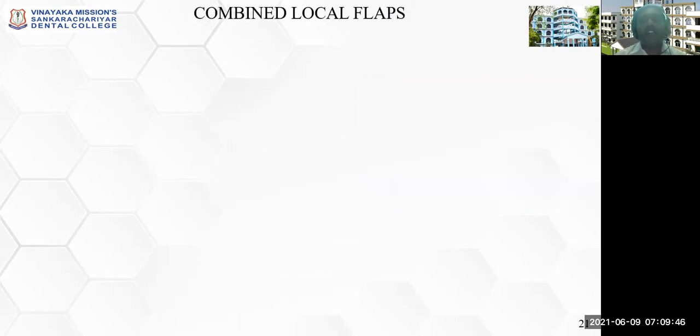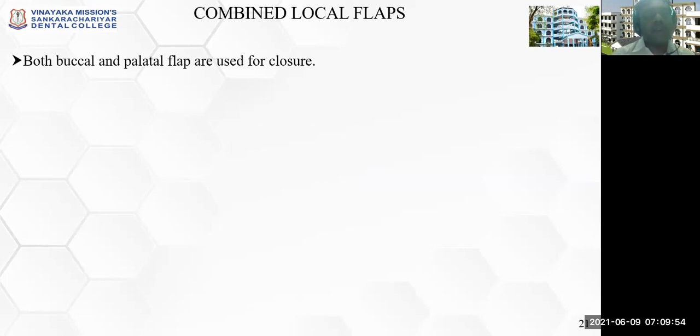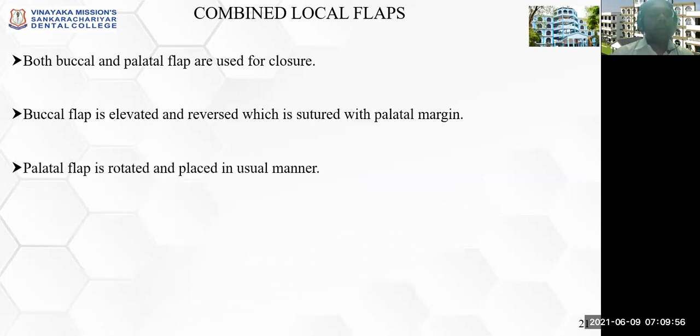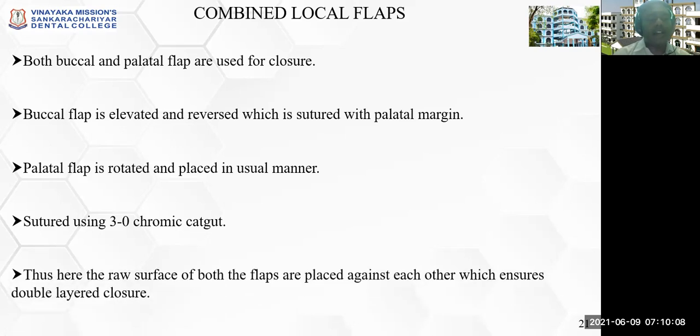Now, combination. We have seen the buccal and the palatal. Now you can use both of these flaps in combination also. That has also been reported in literature. Both buccal and palatal flaps are used for closure. The buccal flap is elevated and reversed, and sutured with the palatal margin. The palatal flap is rotated and placed in the usual manner and sutured using 3-0 chromic catgut.